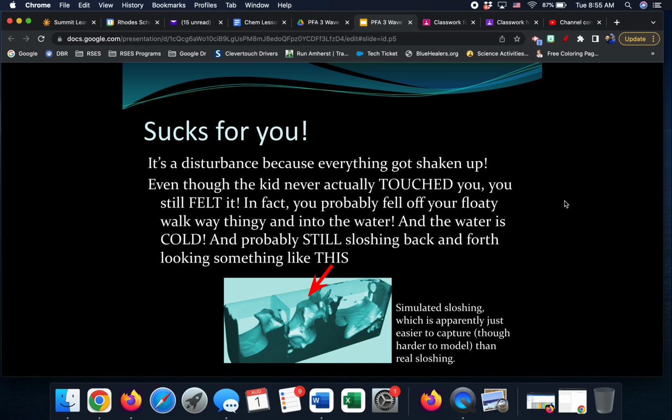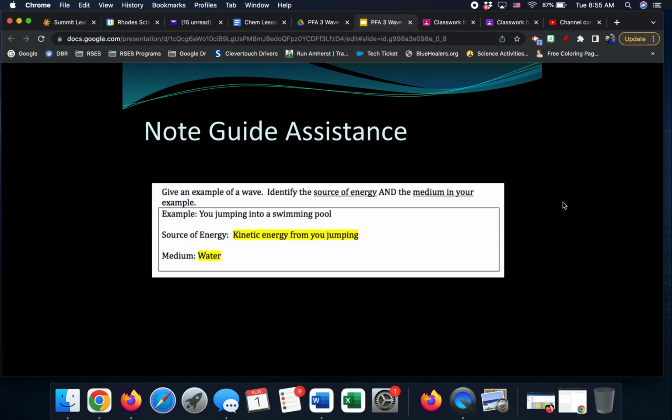You can read through this if you want, but it's just kind of a picture of how waves move, because they actually stay in place pretty much, but I'll talk about that in a minute. Go ahead and put this into your notes.